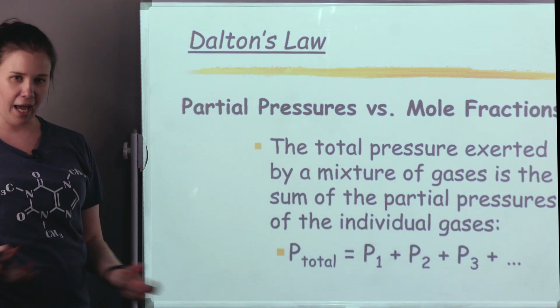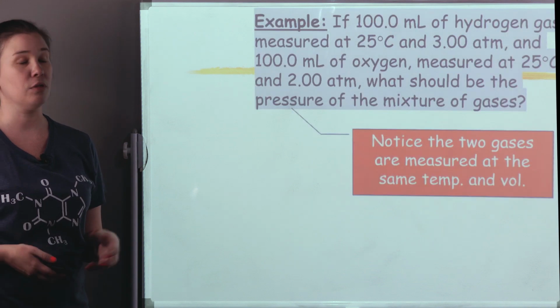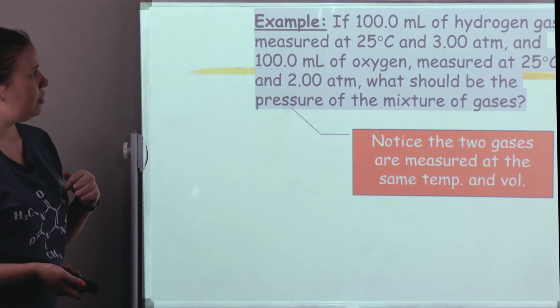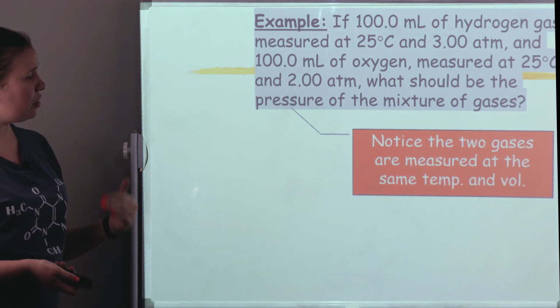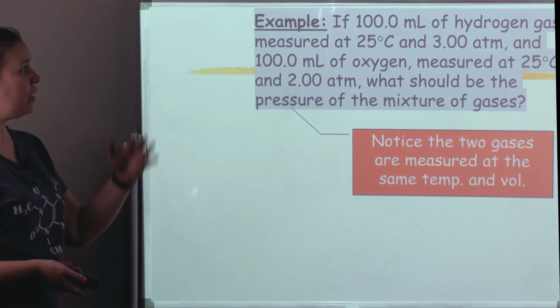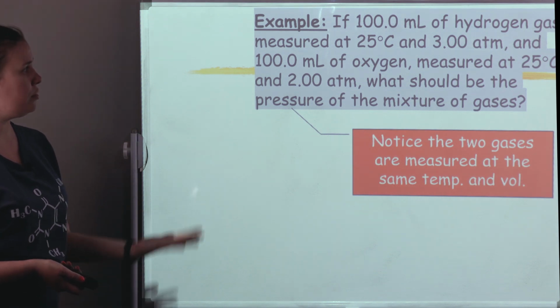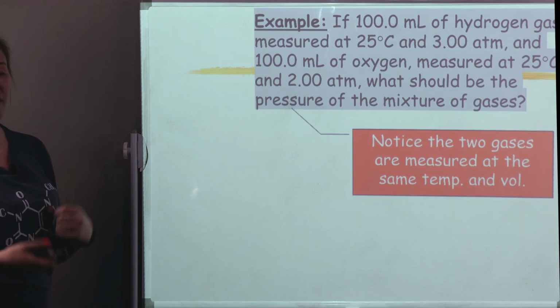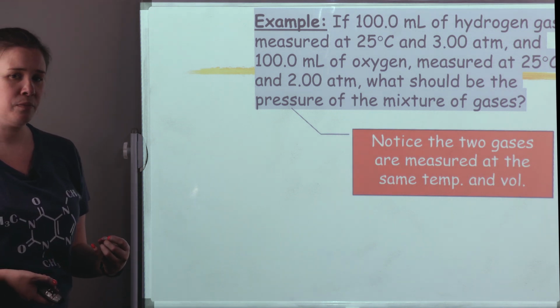The idea is just that you're adding up those pressures. Let's look at an example. This time I have 100 milliliters of gas at 25 degrees Celsius that has a pressure of 3 atm. Again, 100 milliliters, again 25 degrees Celsius, but now a pressure of 2 atmospheres. What would be the pressure if I mixed those two things together?